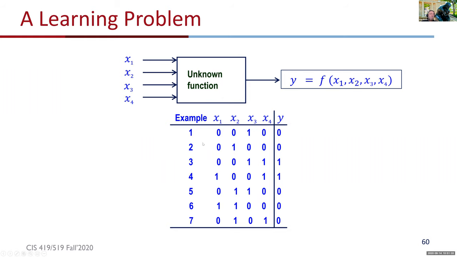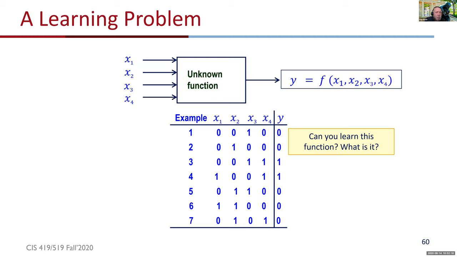So now I'm going to give you examples. The left side here, under X1, X2, X3, X4, are the examples. So example number one is 0010. Its label is y equals 0, negative example. The second example is 0100, and the label is 0 again. The seventh example is X1 equals 0, X2 equals 1, X3 equals 0, X4 equals 1, the label again is 0. That's the learning problem. And the question is, can you learn this function? Can you induce what function it is?